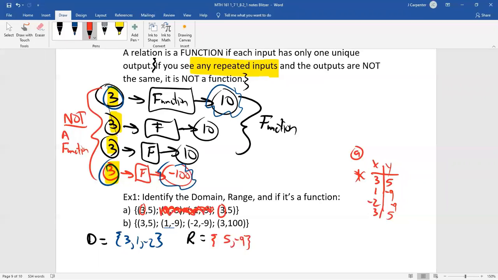So if you see any repeated inputs and the outputs are not the same, it's not a function. Well, 3 led to 5, 3 led to 5. So this is exactly what you would expect under normal sane conditions. We keep doing the same thing, we plug in 3, and we get the same answer. So yes, it is a function.